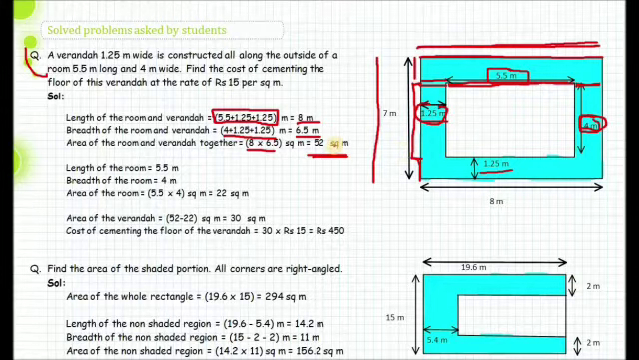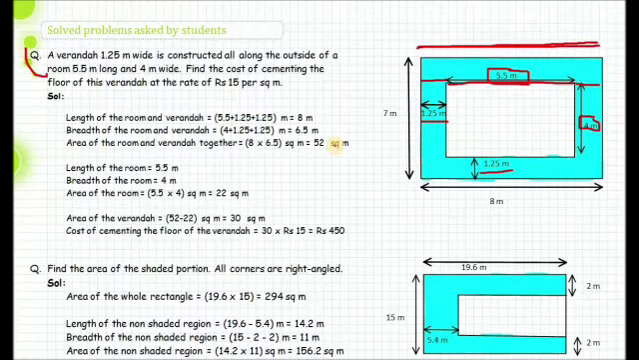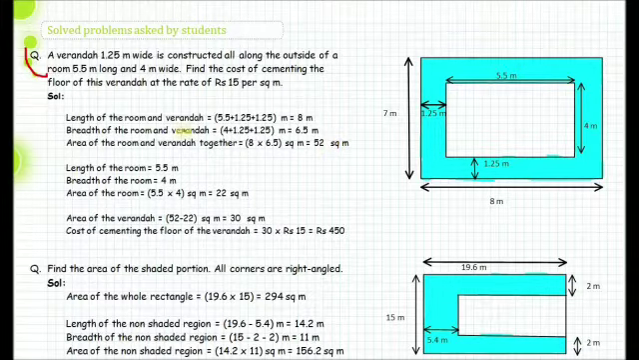Now it becomes so dirty. Let me clear it all. Now let us come to the room. We are going to find out the area of the room, that is the non-shaded portion. The length of the room was 5.5 meter, breadth was 4 meter. So what will be the area of the room? If you multiply, then you will get the area, that is 22 square meter.